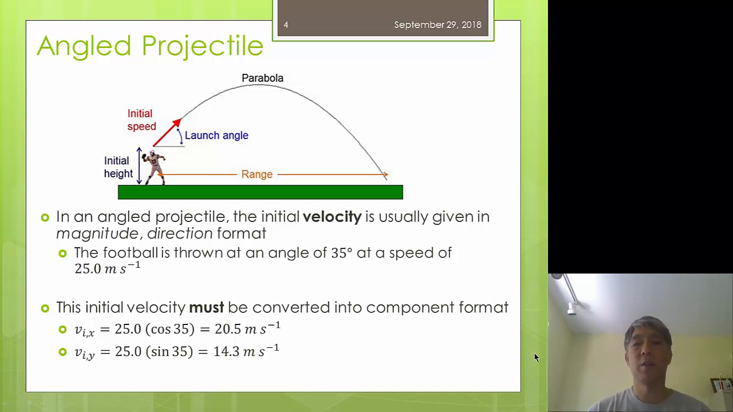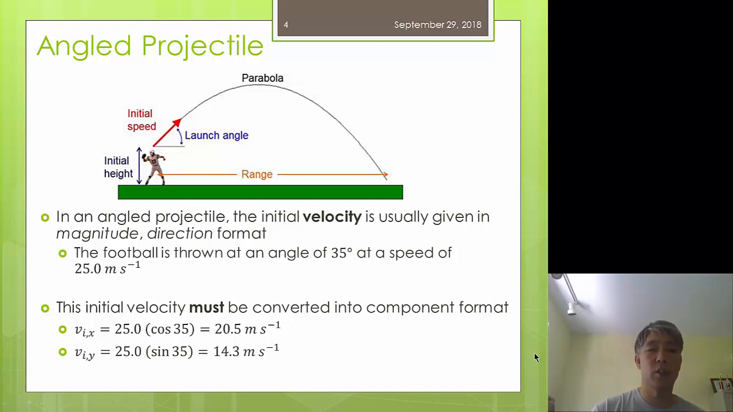Frequently, when we have an angled projectile, your velocity is going to be given to you in magnitude angle or magnitude direction format. For example, the football is thrown at an angle of 35 degrees at a speed of 25 meters per second. Okay, and since it gives me a picture, the angle is going to be our standard positive 35 degrees. Okay, it's important to realize that this is in magnitude direction format. Don't simply take that magnitude of 25 meters per second and apply it to the x and the y axis. Okay, we must convert this into component format.